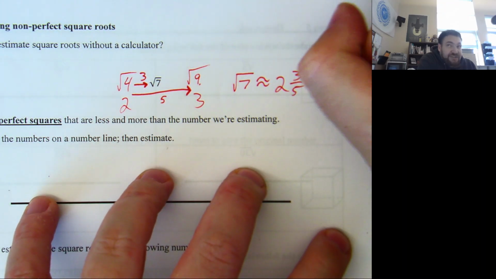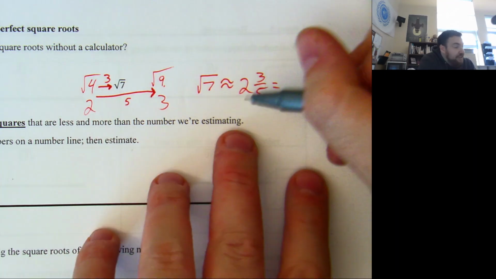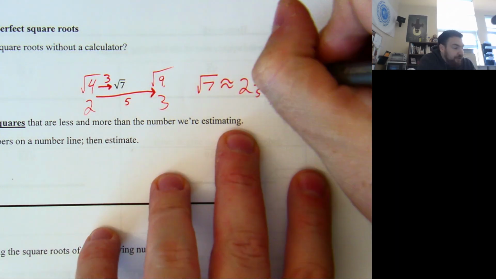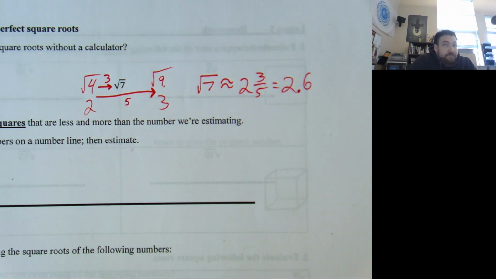Now, we don't like fractions, so we're going to start converting these things to decimals. 3/5 is what as a decimal? No calculators. Sorry? 2.6, yes. 2 and 3/5 is 2, and 3/5 is 0.6. Now, let's check how good our estimate is. Someone with a calculator, what is the square root of 7? I want all of you to get your calculators out now.